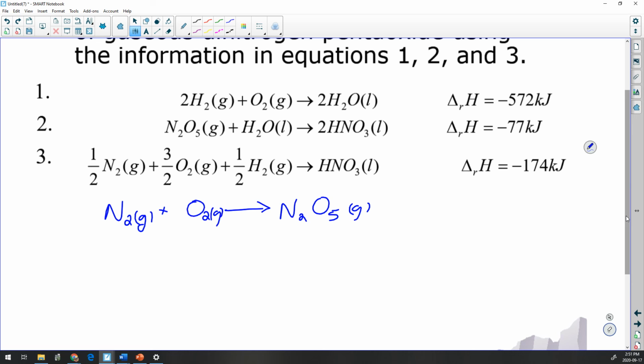This is one of the few times I'm going to worry about balancing my oxygen first. I'm going to put a 2 here to give me 10 oxygens. I'm going to put a 5 there to give me 10 oxygens. And then I'm going to put a 2 here to give me my required number of nitrogens.